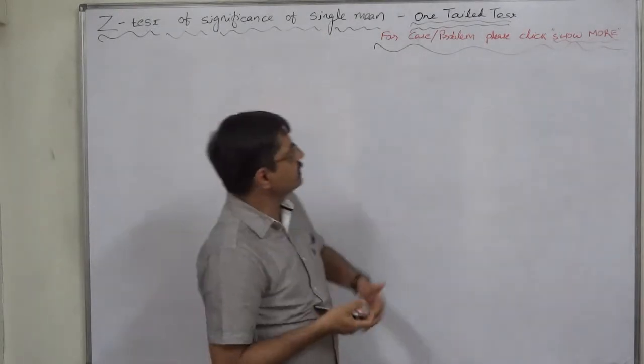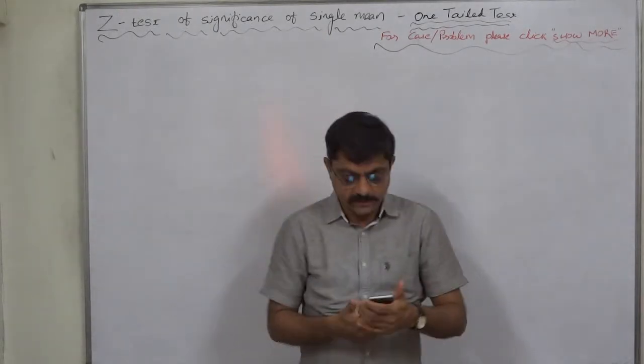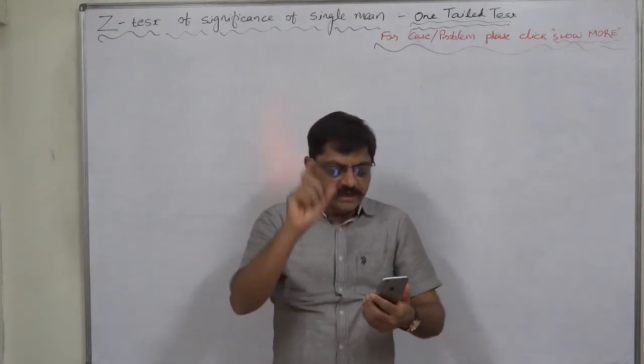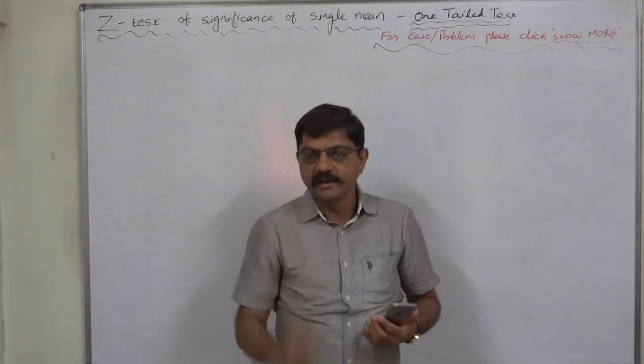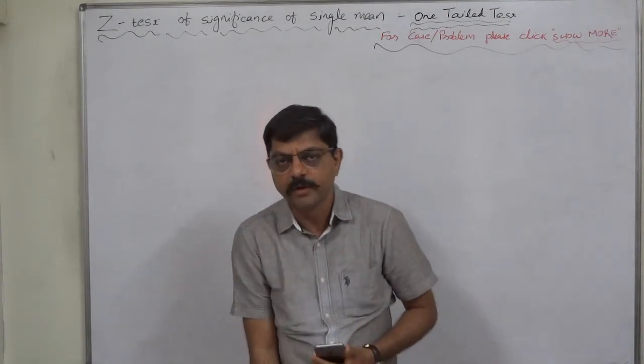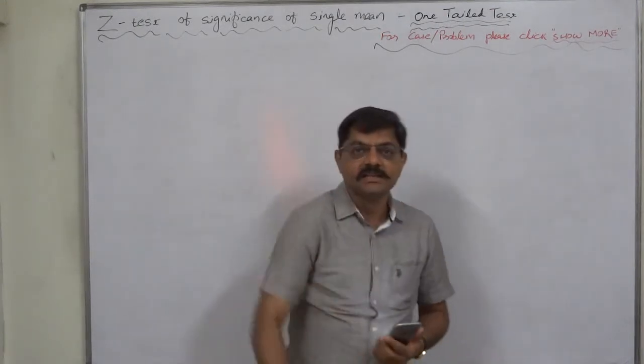Now how can we say that this is a one-tailed test? See the words. Can we reject the claim of the stenographer? What is the claim? I can take dictation at the rate of 120 words per minute. When can we reject this claim?